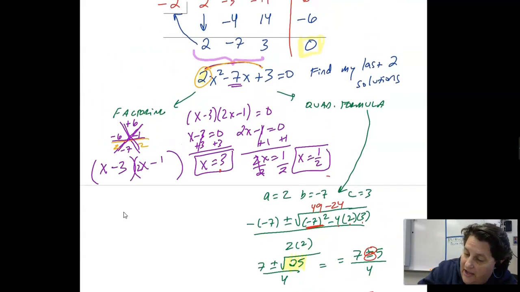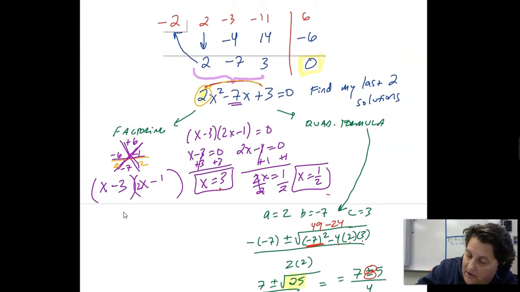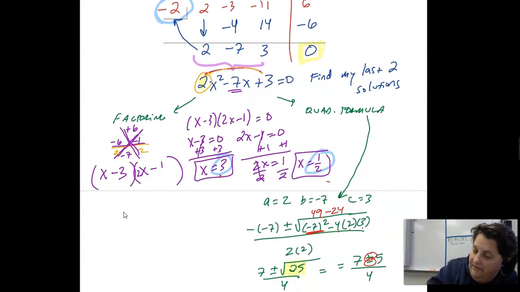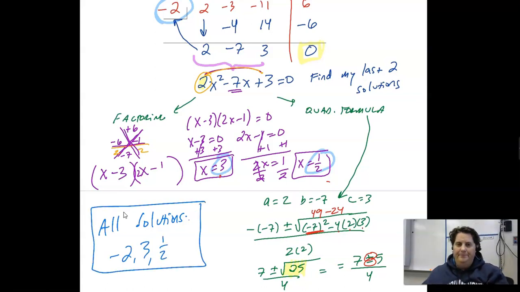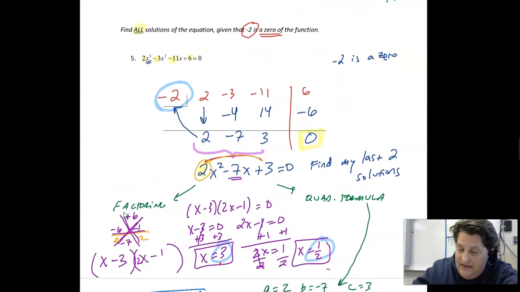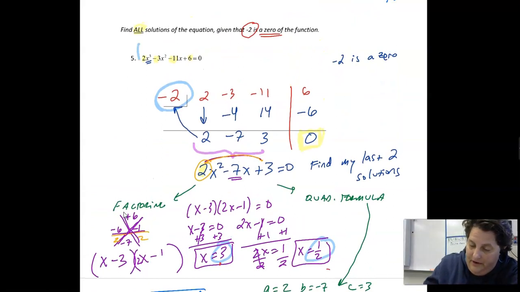Now, don't forget that I had a solution up here, -2, 3, and 1/2. Let me write this down here. All my solutions are -2, 3, and 1/2. Here's something cool I'm going to show you real quick. We can kind of check our answer. I'm going to take this original problem right here.